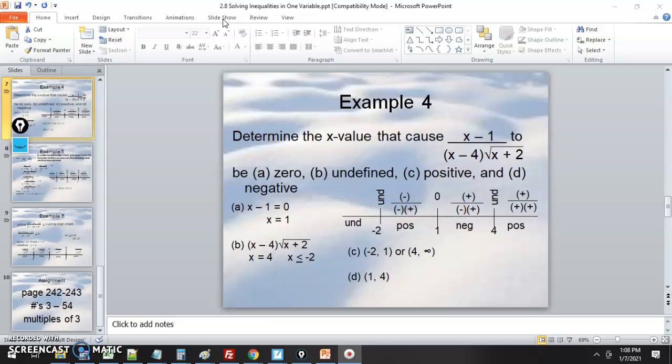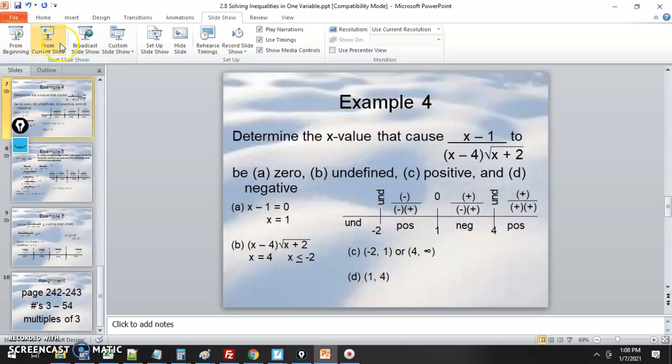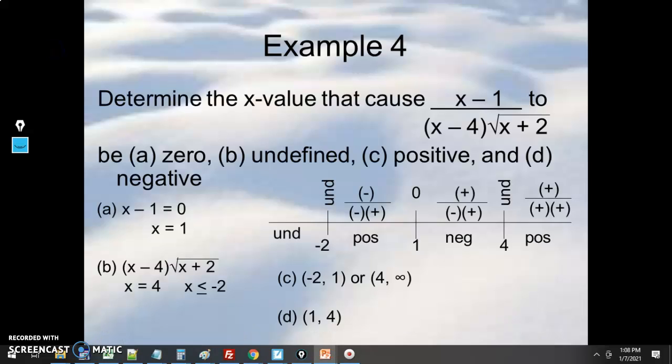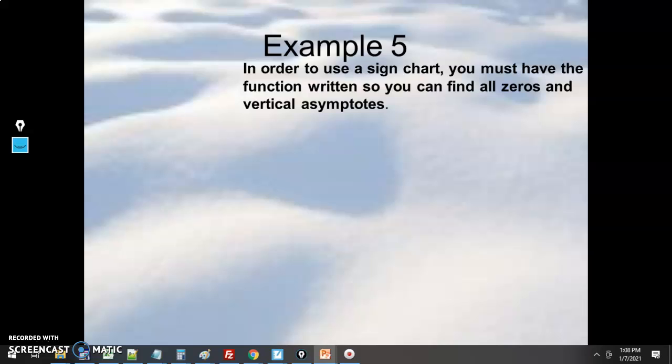We're going to jump right back into example 5. I hope you have your notes, so take a look at example 5. Whoops, there's example 4 again. All right, so for example 5, it's a little bit different.